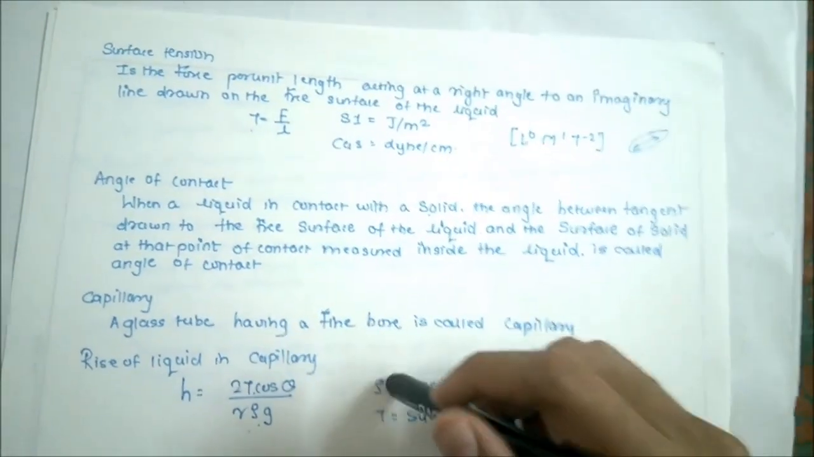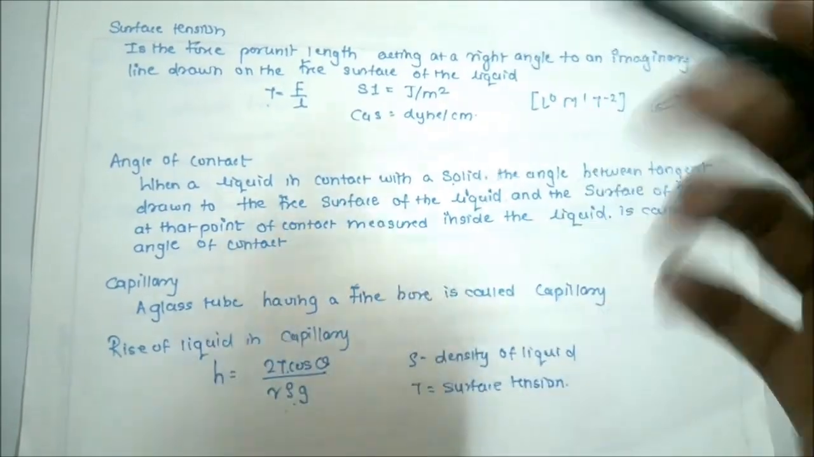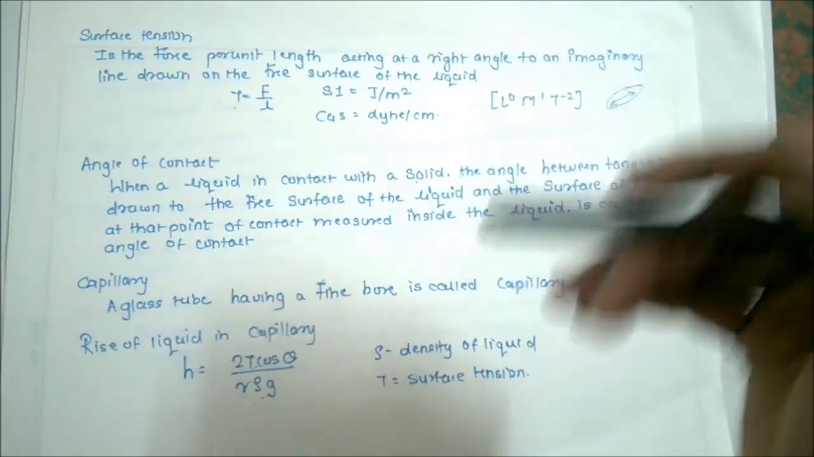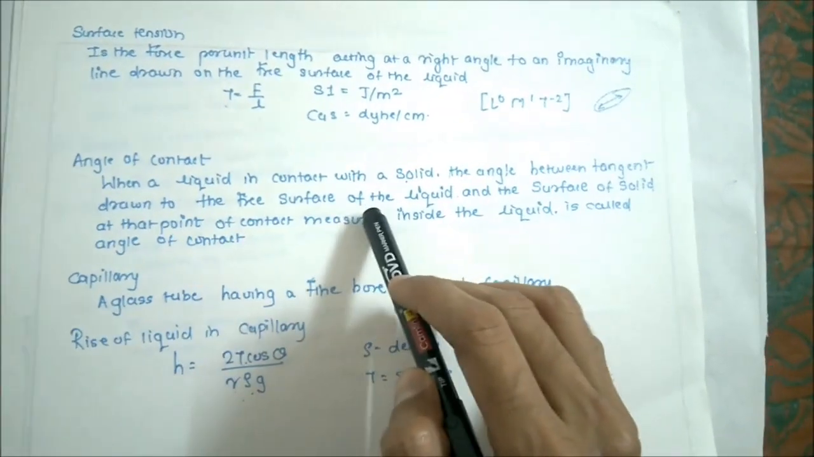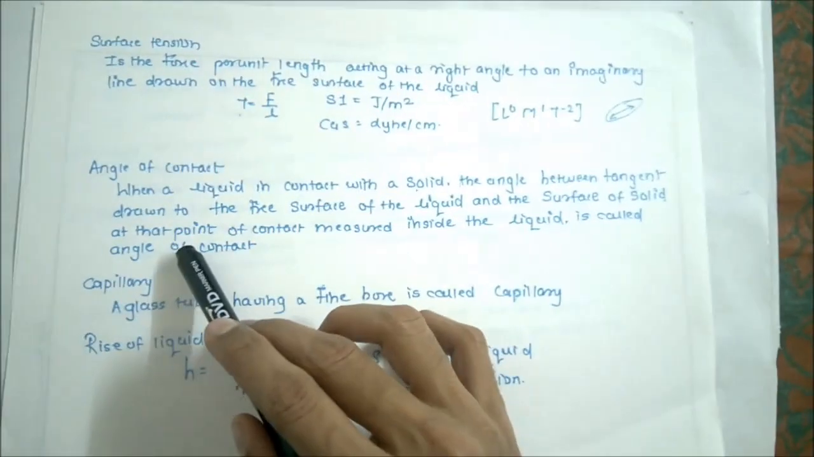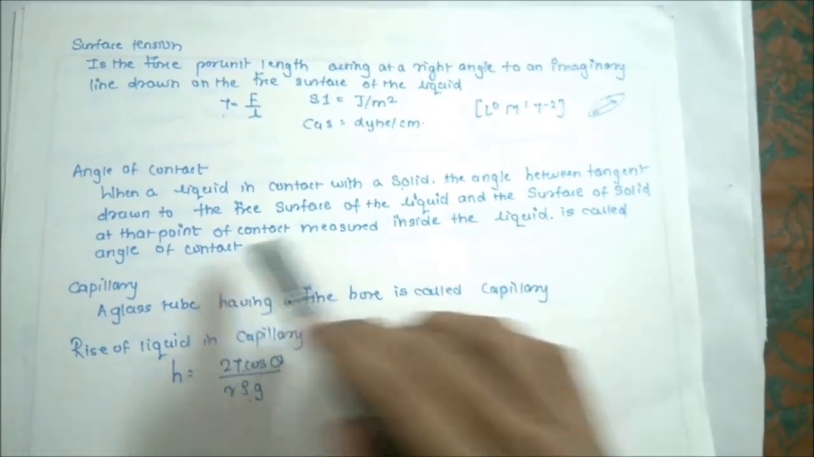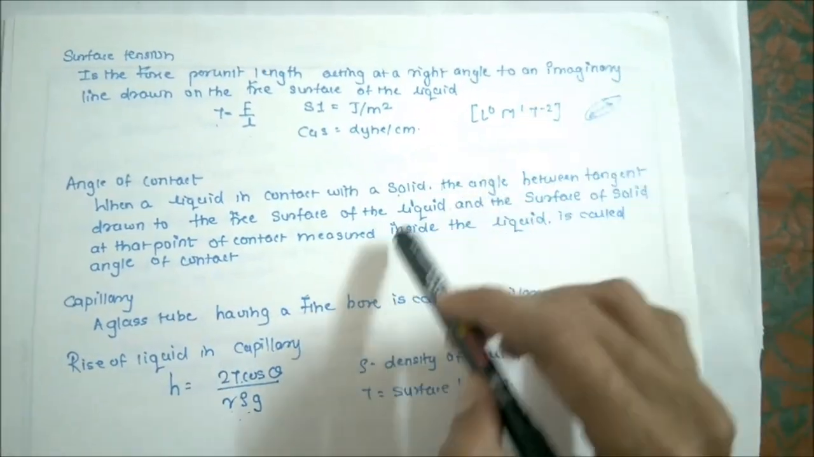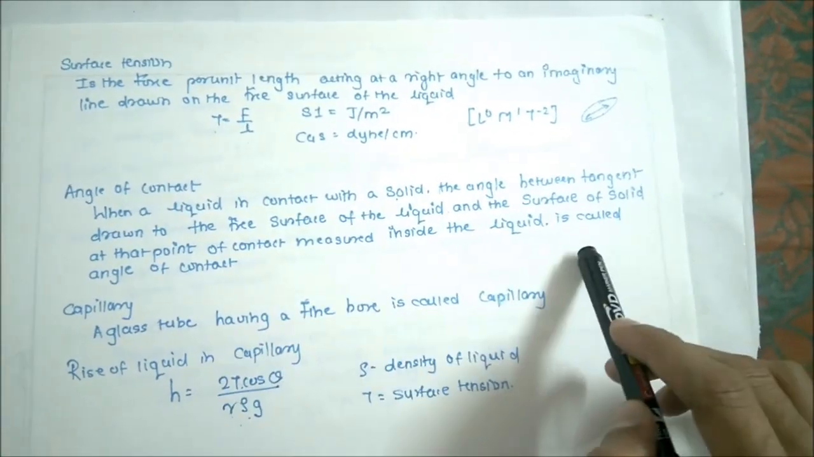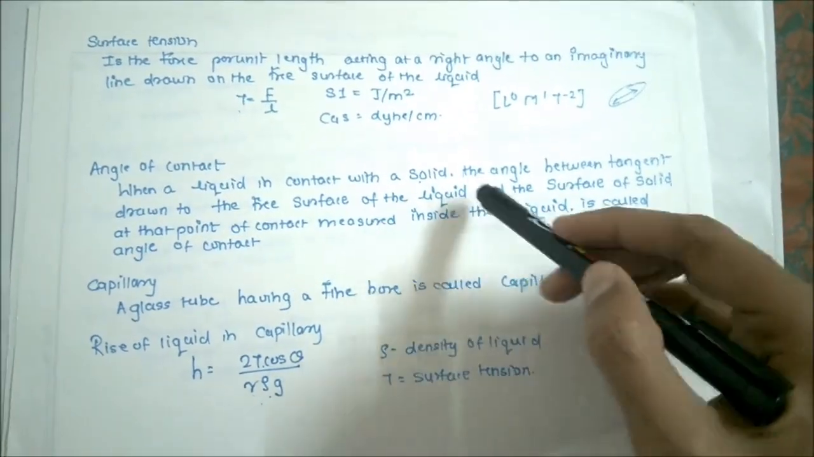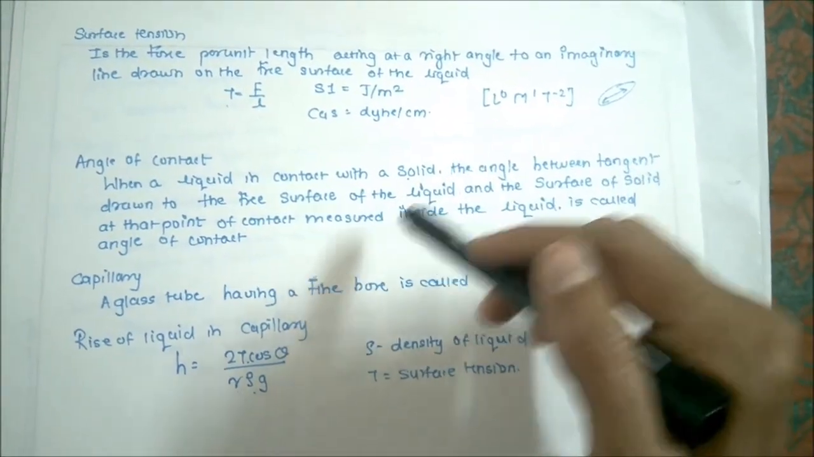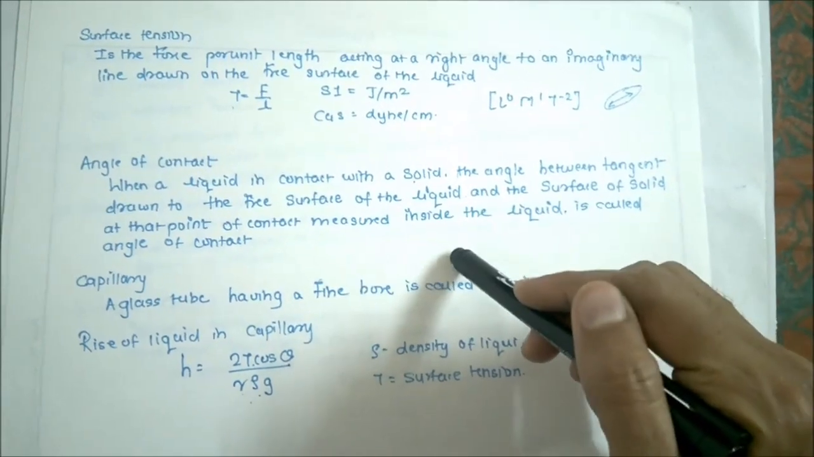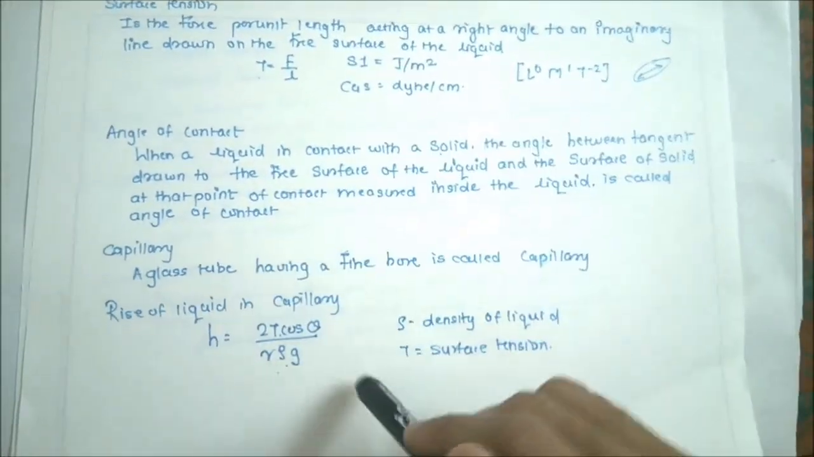Then we have the angle of contact. When a liquid is in contact with a solid surface, the angle between the solid and the liquid surface is called the angle of contact. It is the angle between the tangent drawn to the free surface of the liquid and the surface of the solid at the point of contact, measured inside the liquid.